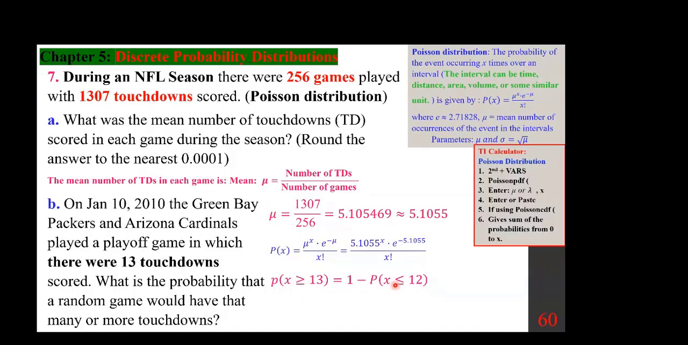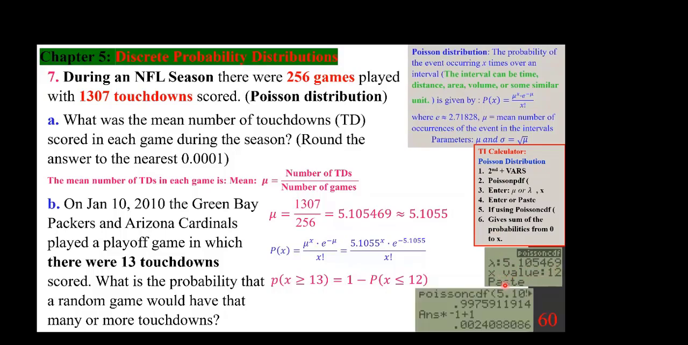Here's the TI command. Second variable is Poisson's PDF or CDF. In this case, lambda is given here. The X value is 12. We paste it, and then we subtract that from 1. I hope you realize what happens. This is when you go all the way to 12, becomes this number. This has to be subtracted from 1. So I multiplied by negative 1 plus 1, and we write the answer with a bunch of decimals. They want only 4.